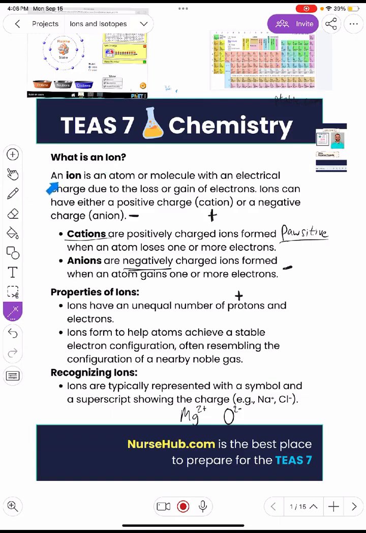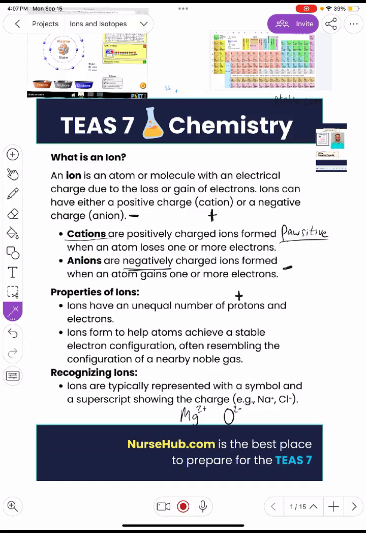Let's talk about ions first. An ion is an atom or molecule with an electrical charge due to the loss or gain of electrons. Ions can have either a positive charge, which we call a cation. Remember, cats have paws, so they're positive. Or a negative charge, an anion. Remember, anti means you have a negative opinion about something. That's a way that I think about the difference between those two. Cations are positive, anions are negative.